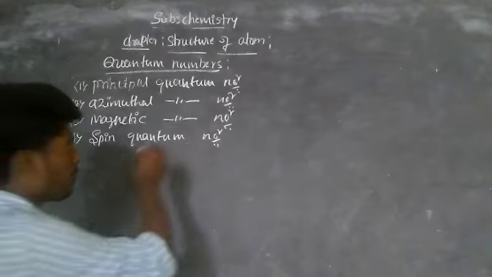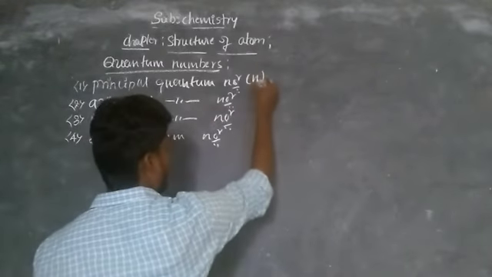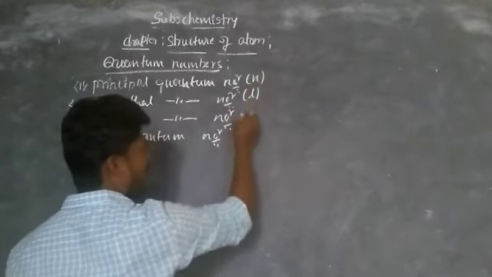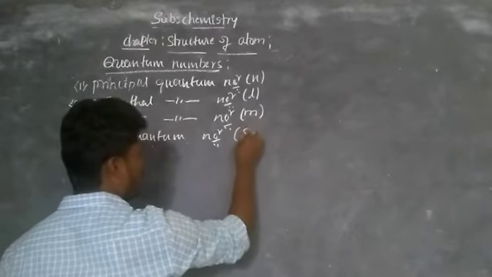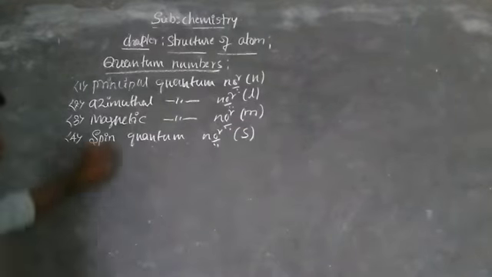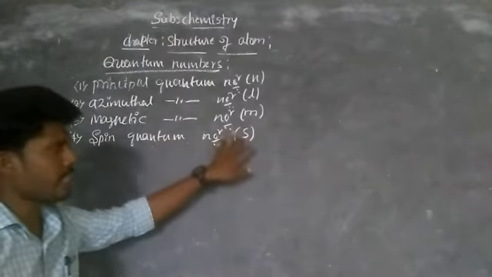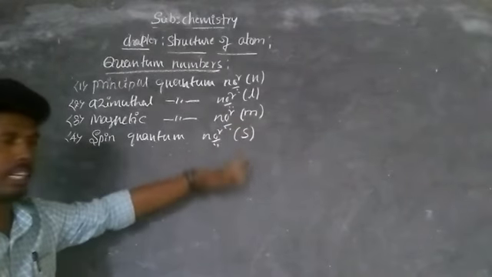Now the principal quantum number is indicated by the symbol n, the azimuthal quantum number by l, the magnetic quantum number by m, and the spin quantum number by s. That is, the letters are always indicated in small letters.